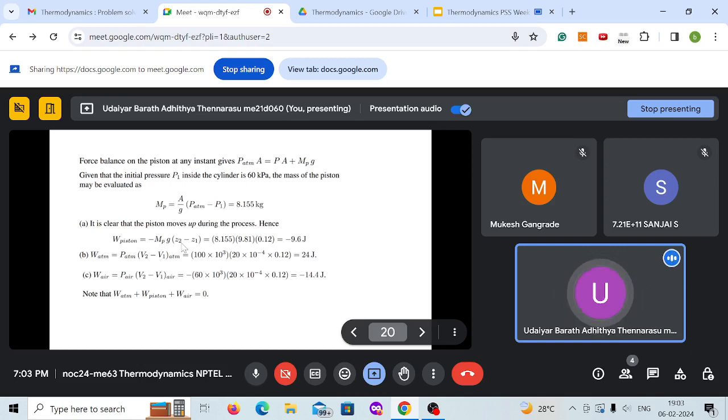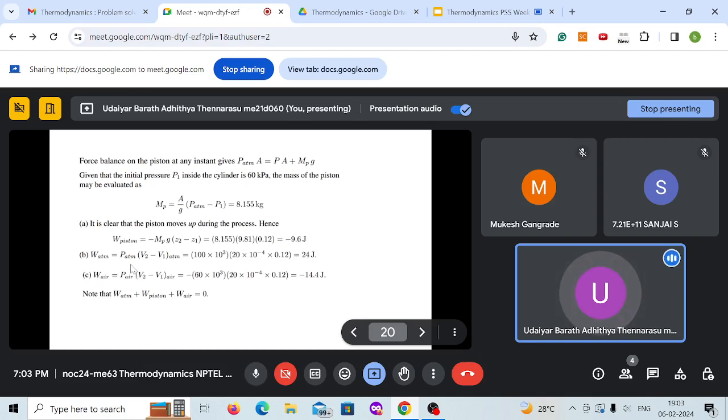We know pressure, which is 100 kilopascal, so 100 into 10 power 3, into the cross-sectional area, 20 centimeter square, so 20 into 10 power minus 4, into 12 centimeters, so 0.12. This will come out to be 24 joules. So this is the amount of work done by the atmosphere on the piston, or on the system. So 24 joules is the work done to the system.